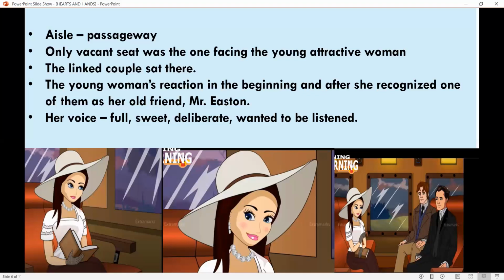And when she spoke, the writer says that her voice was full, sweet, and deliberate. And it declared that its owner was accustomed to speak and be heard, that she should be heard. Okay, she should be heard. And you can see that there's some kind of arrogance in her voice. All right. And she speaks very confidently and she wants to be heard by the listener.